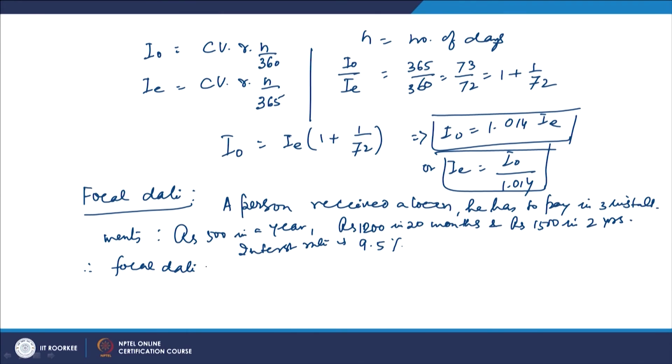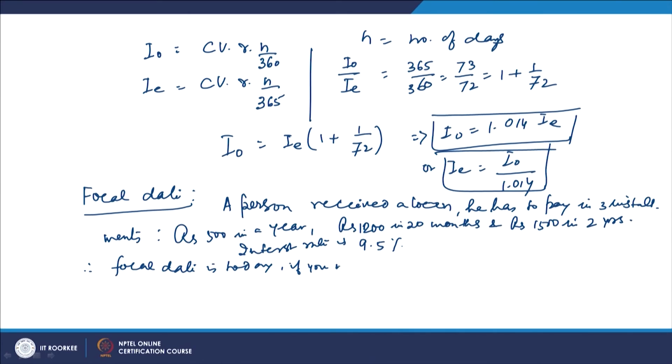Basically, you have to find the equivalent values. You have to map all these values to a particular day, and if you want to know the loan amount, how much he has taken, you want to know it now. So, your focal date is today. If you want to know the amount of loan he received.